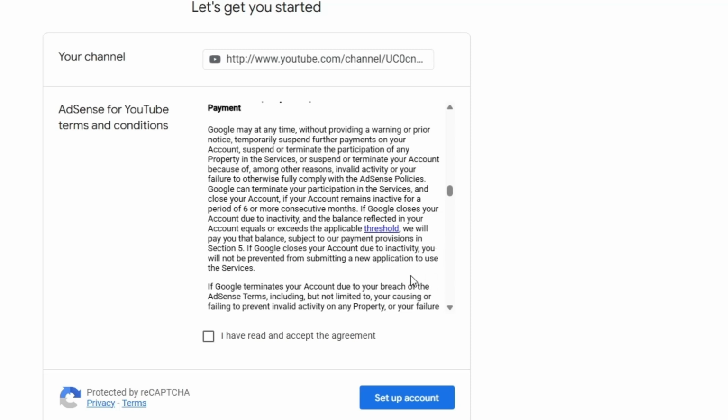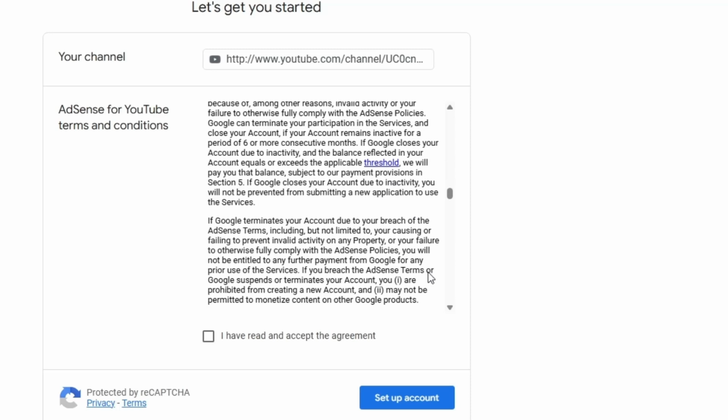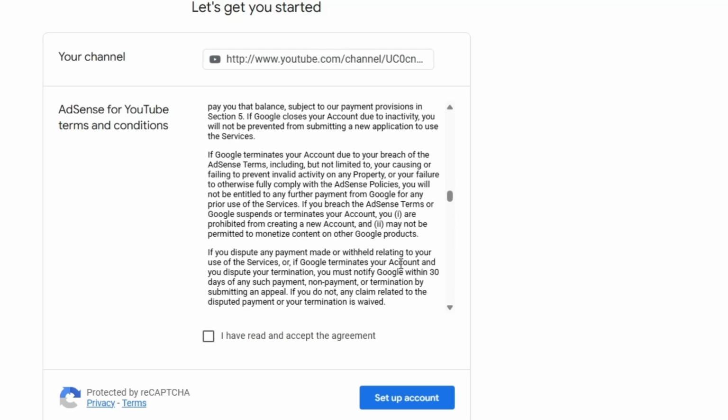If Google terminates your account due to your breach of the AdSense terms, including, but not limited to, your causing or failing to prevent invalid activity on any property, or your failure to otherwise fully comply with the AdSense policies, you will not be entitled to any further payment from Google for any prior use of the services. If you breach the AdSense terms or Google suspends or terminates your account, you 1) are prohibited from creating a new account and 2) may not be permitted to monetize content on other Google products.